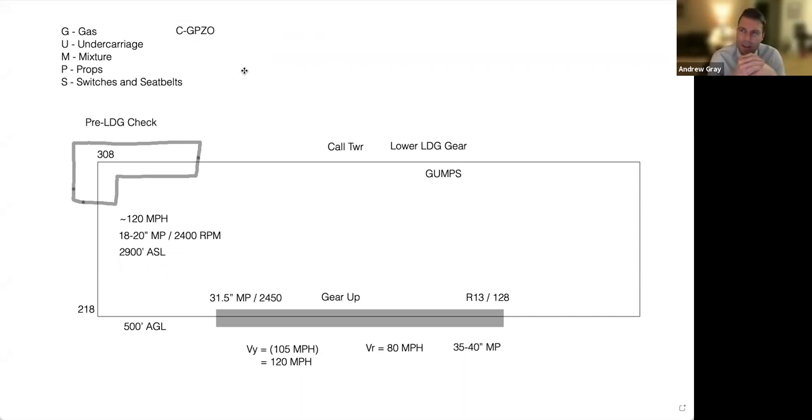And so I say, tower, this is Papa Zulu Oscar in the right downwind runway 1-3 for a stop and go. They say, Papa Zulu Oscar, Regina Tower, Roger, you're number one for landing, or they might clear us for landing, whatever it happens to be. And I say, Papa Zulu Oscar, Roger, number one. I go immediately. Speed check, confirm I'm below 140 miles per hour. Gear down, GUMPS check, gas on the mains, undercarriage, three green, one in the mirror, mixture, full rich, props, max, switches and seatbelts if I need to, that kind of thing.